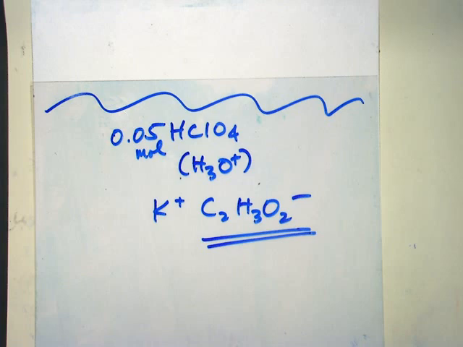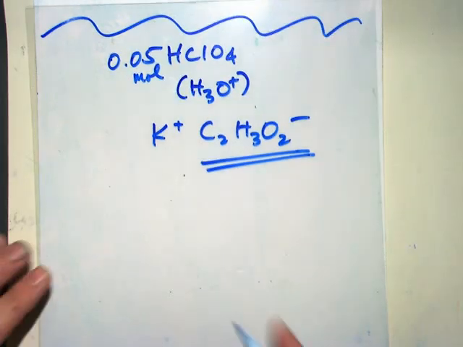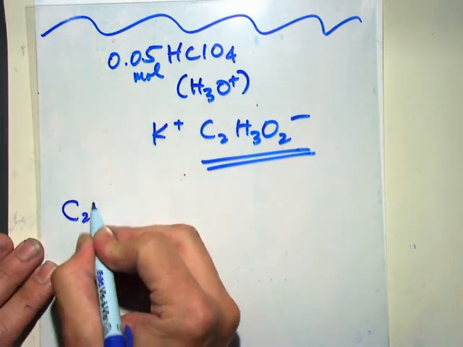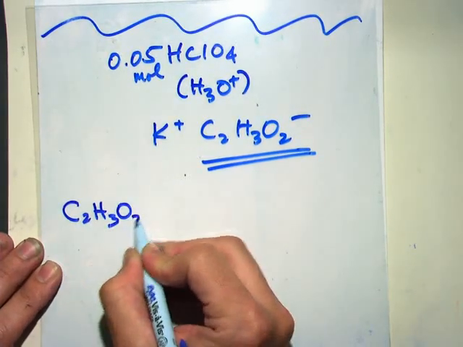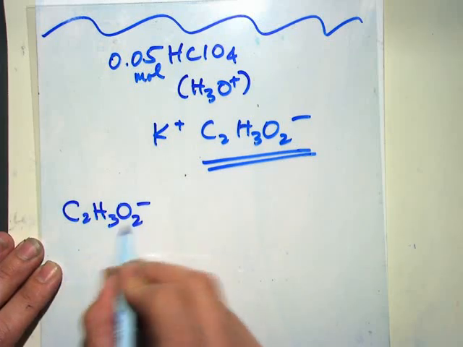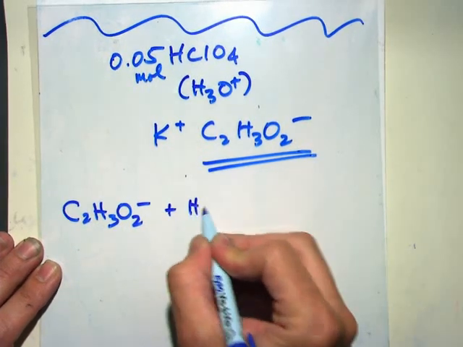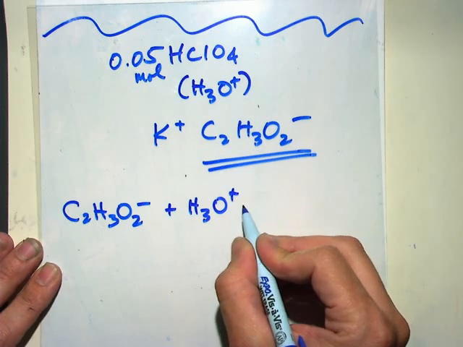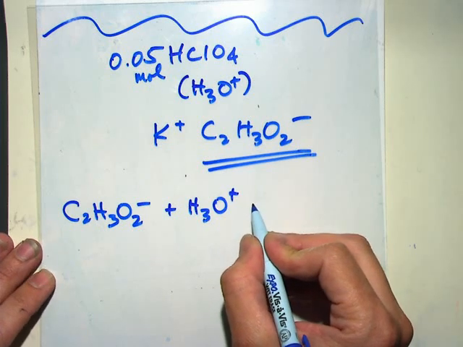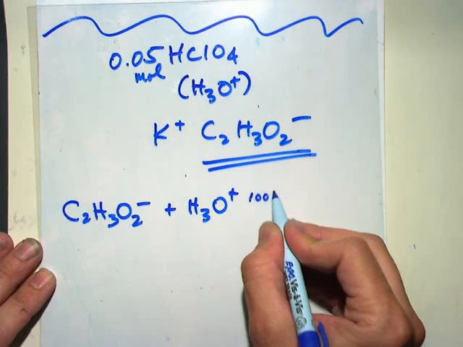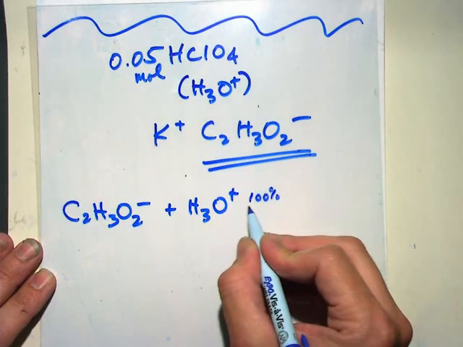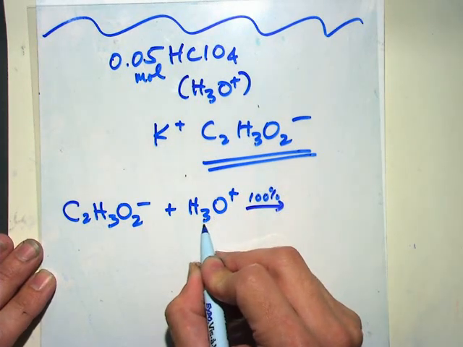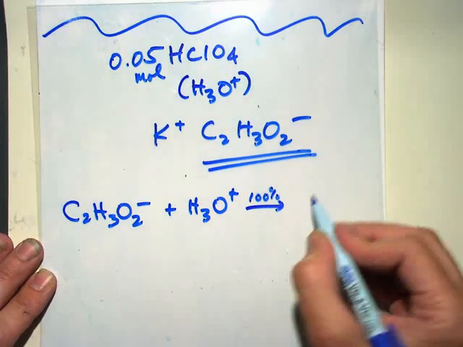The base of the buffer will react with the strong acid. This will go 100% which way? Right or left? Right, because I have a strong acid. Strong acid drives it to the right. So this will be HC2H3O2 plus H2O. Okay?